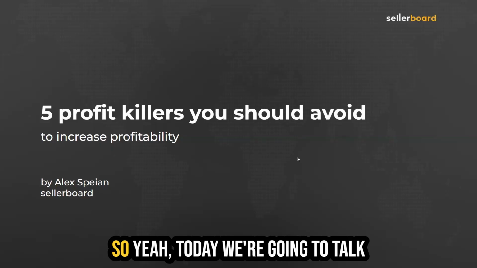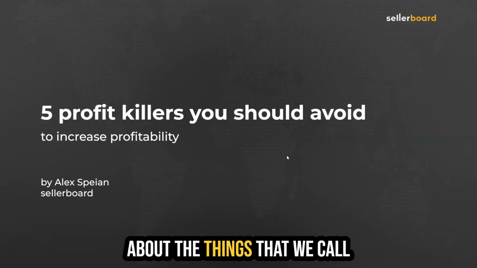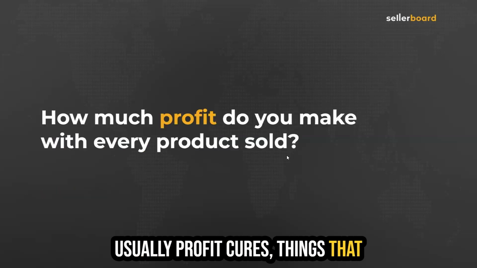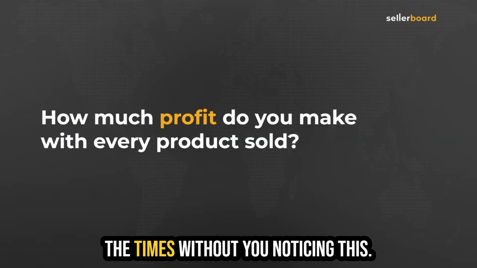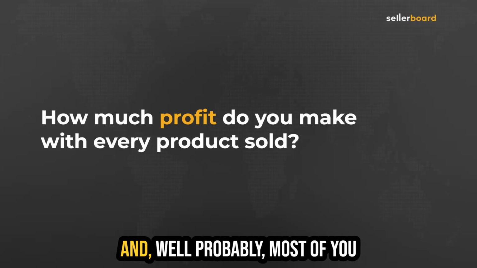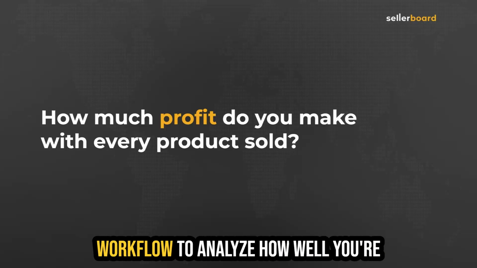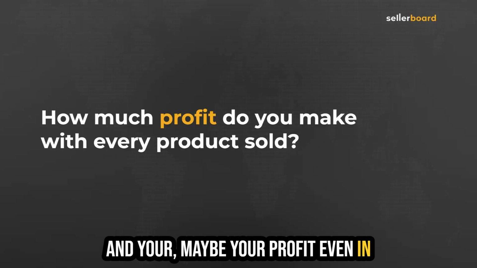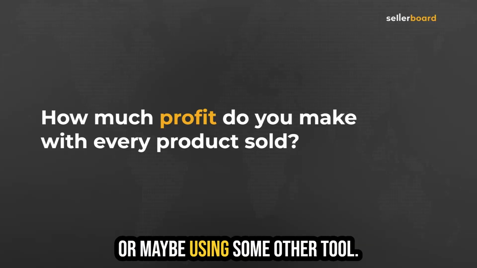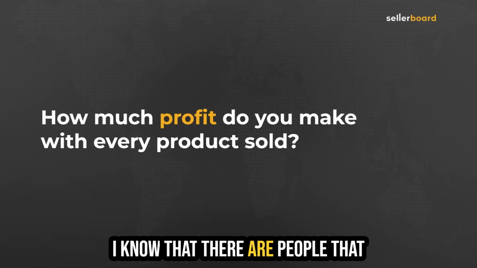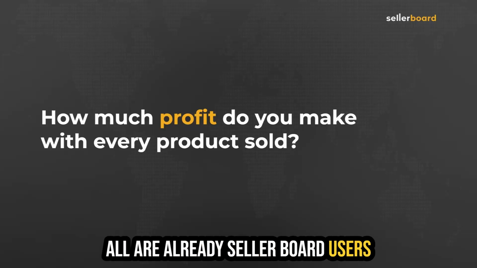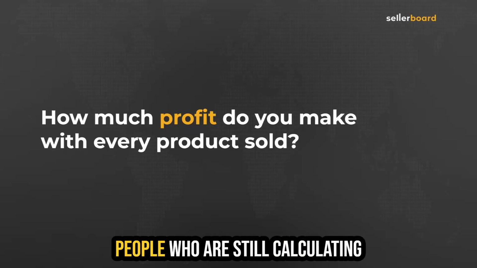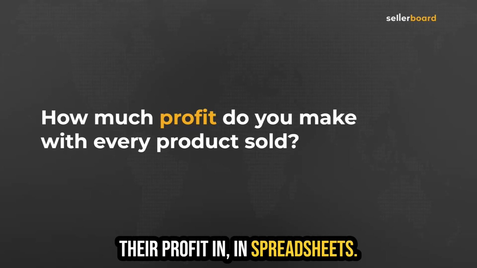So today we're going to talk about the things we usually call profit killers, things that influence your profitability most of the time without you noticing. Probably most of you are already using some kind of workflow to analyze how well you're performing in terms of sales and maybe your profit, even in calculations done in spreadsheets, or maybe using some other tool. I know that some of the people here today are already SellerBoard users, but maybe some of you are still calculating your profit in spreadsheets.